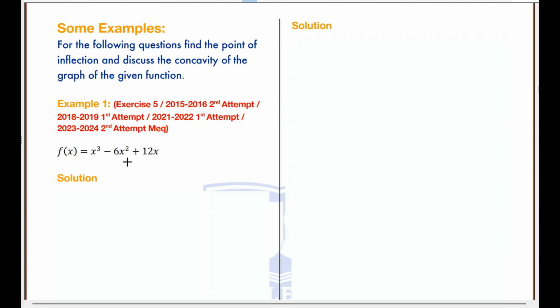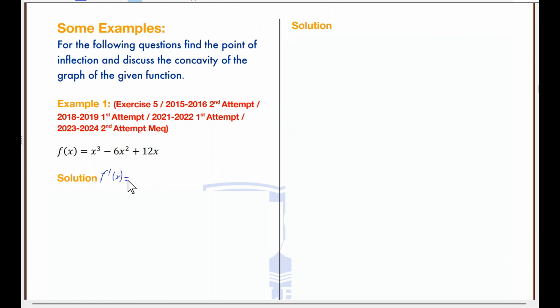This is an exercise question, and the same question came 1, 2, 3, 4 times in Voisari so far. So let's find point of inflection and concavity. So concavity means second derivative of the function being equal to either 0 or undefined. Since that's polynomial, second derivative will be equal to 0. We don't have undefined condition.